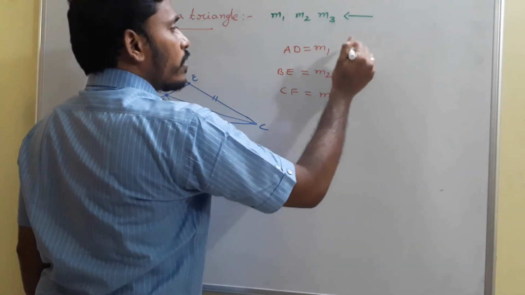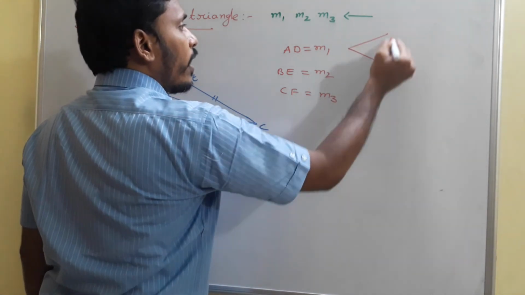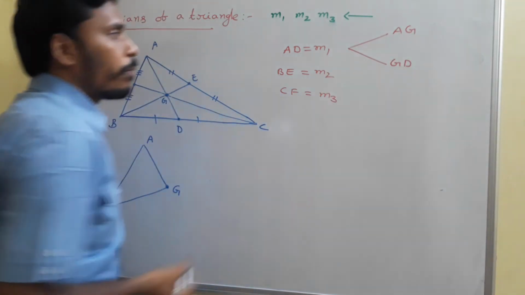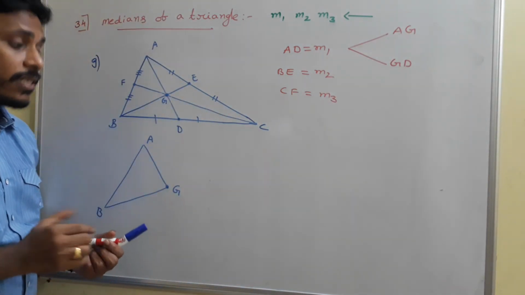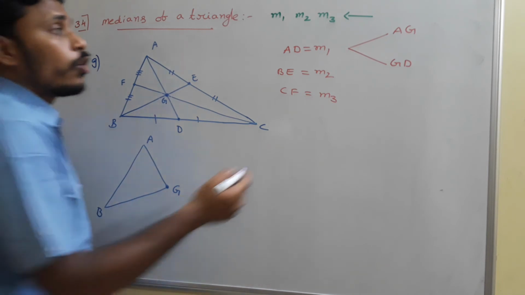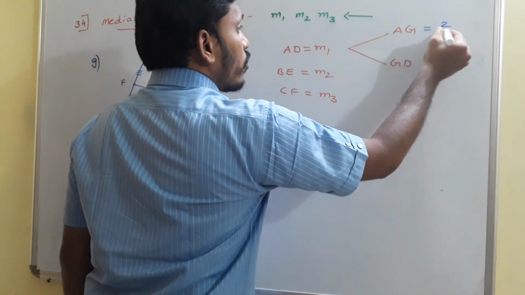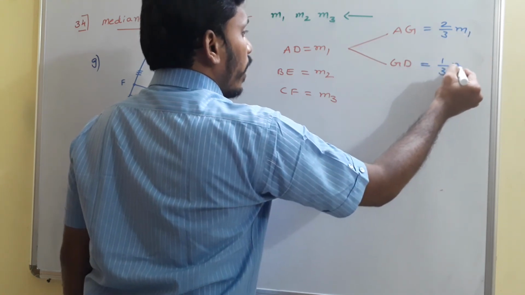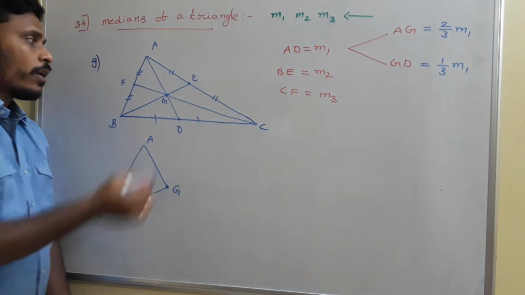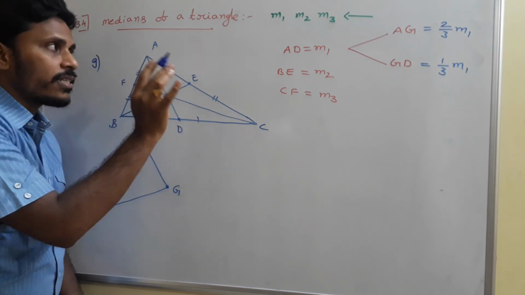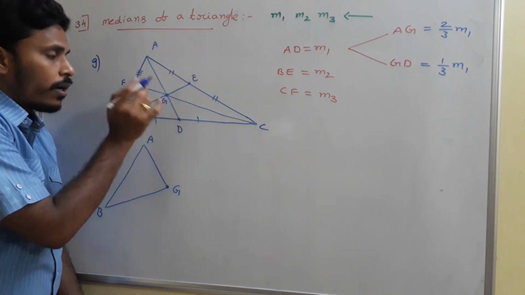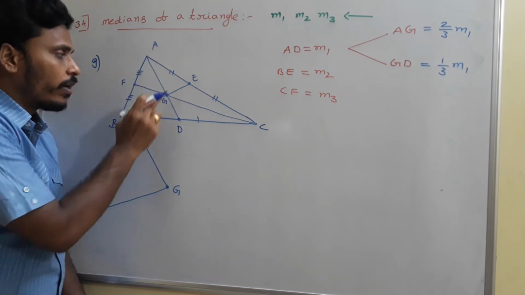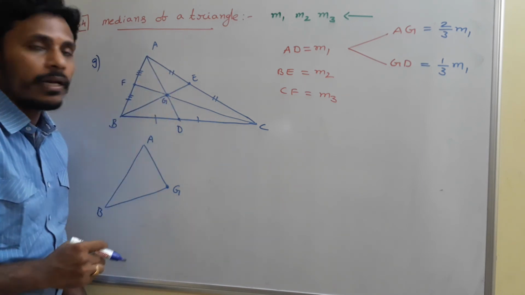Since AD is m1, it is very clear what we can say about AG and GD. Very important actually. AG and GD are just 2 parts out of 3, so AG is 2 by 3 m1, and GD is 1 by 3 m1. Just have a look. The total length A to D is m1, and if you break it at G, the AG length is 2 by 3 m1 and the GD length is 1 by 3 m1.